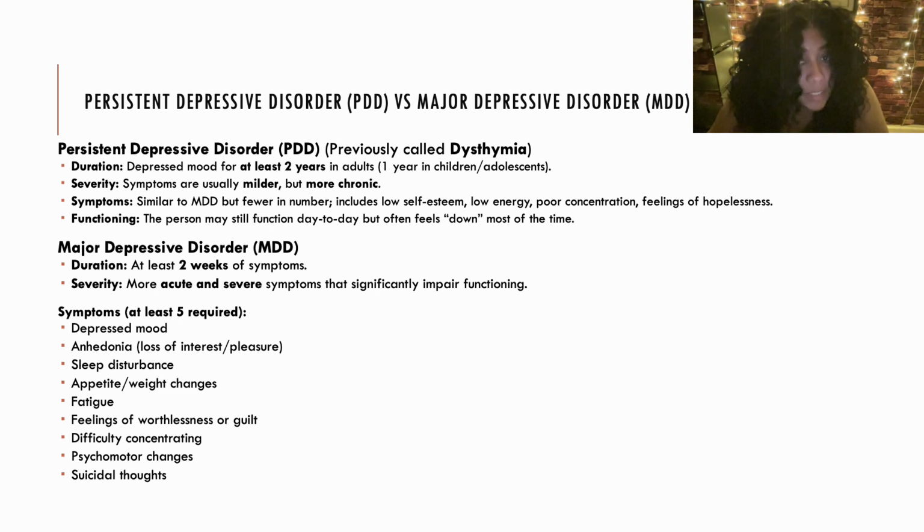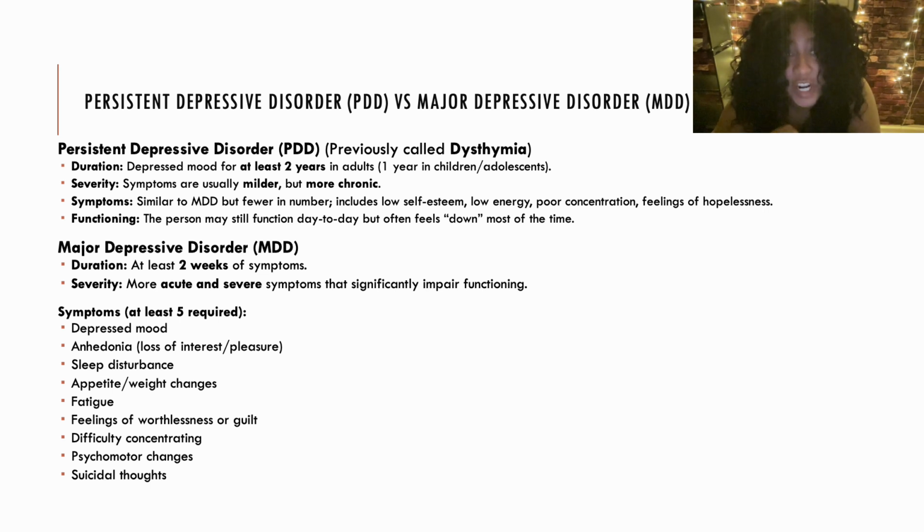Now, sometimes in the vignette, they're not going to come out and say, for 2 years. Sometimes they won't. They'll just say, for years now, this has been happening. That lets you know it's PDD instead of MDD, because MDD has to be the 2 weeks. That is how you tell the difference between the two of them, right? PDD, milder symptoms, chronic, down most of the time. MDD, 2 weeks worth of symptoms.